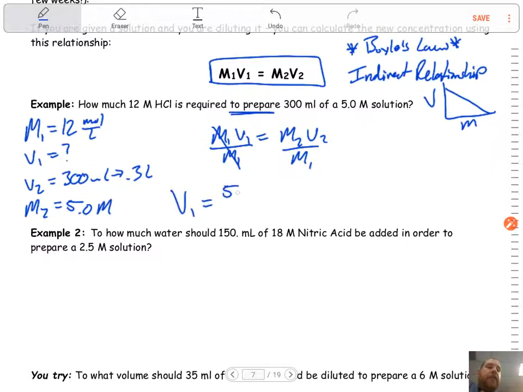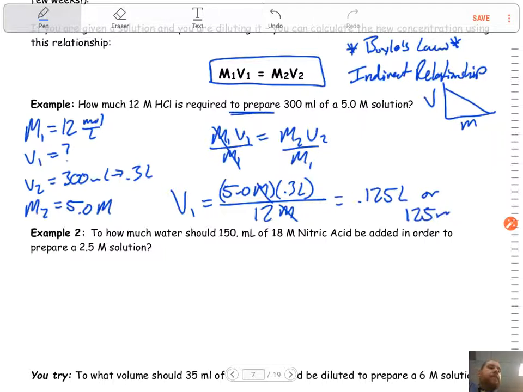So now we have 5 molar times 0.3 liters all over my first molar, which was 12. Molar cancels out. When you do the math, you should end up with 0.125 liters, or if you kept it in milliliters, 125 milliliters.